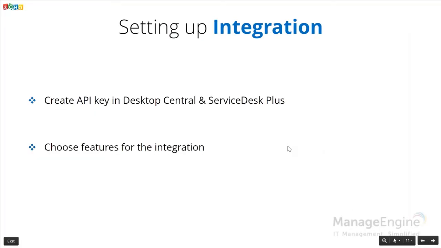Setting up the integration between Desktop Central and ServiceDesk Plus product. It has two steps. The first one is authenticating the Desktop Central and ServiceDesk Plus integration by creating an API key and putting it on the other products.